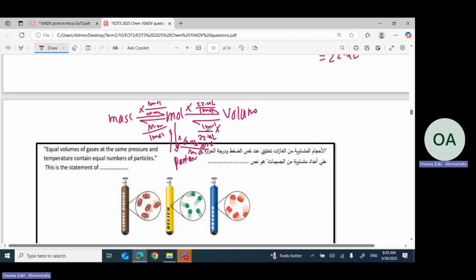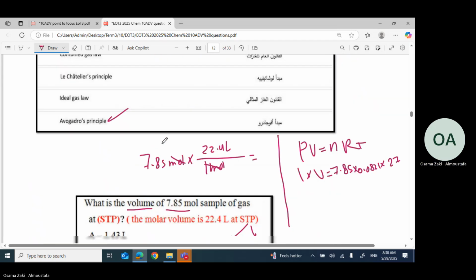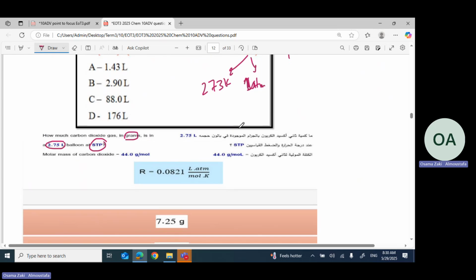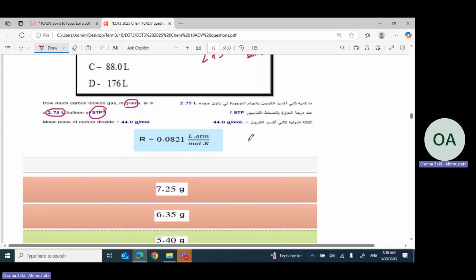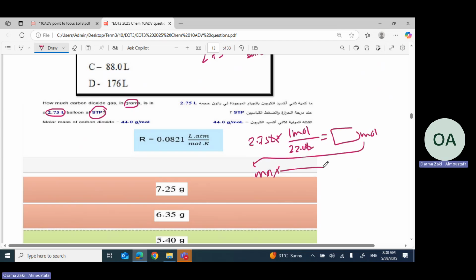So first multiply by 1 mole over 22.4 liter. Then the answer is in mole, right? So then you have to convert from mole to mass. So multiply by molar mass over 1 mole. So look here. We have 22.75 liter times 1 mole over 22.4 liter. Cancel out the liter, and you get the answer in mole. Then this mole should be multiplied by what? By molar mass over 1 mole. This is the molar mass, which is the number of grams.